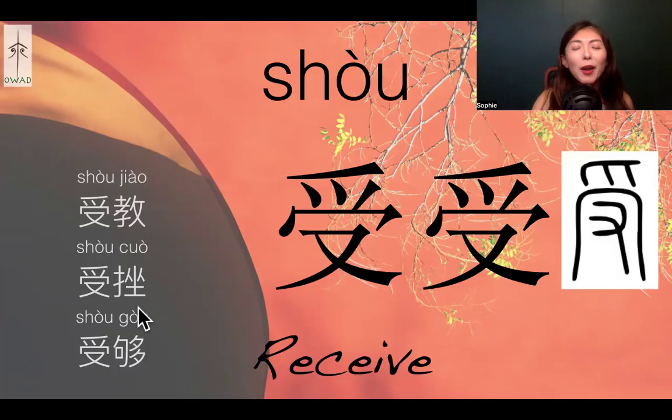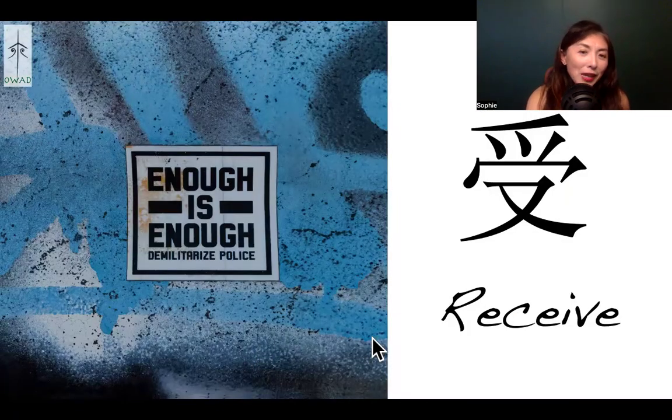受够 is enough. So 受够, I receive enough. It's kind of like stop, I have enough of it. And that's almost like the declaration of stop what you're doing. That's a no, that's a boundary setting moment. So here we go. Enough is enough.